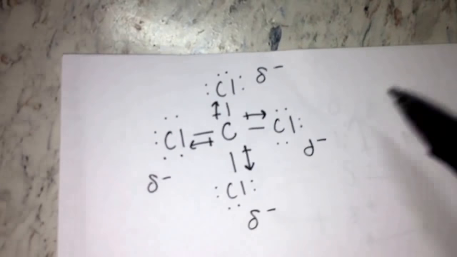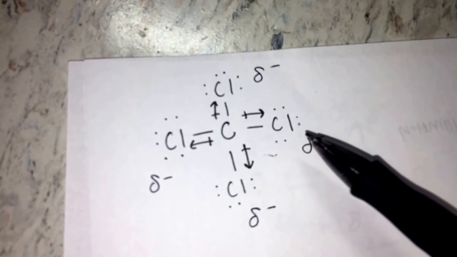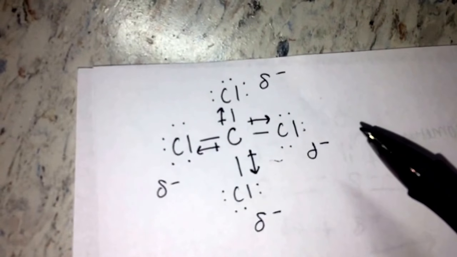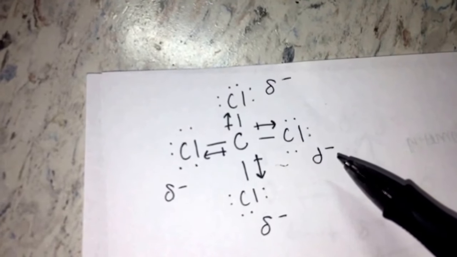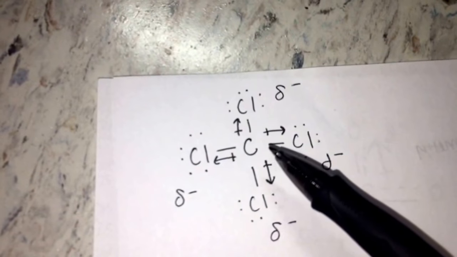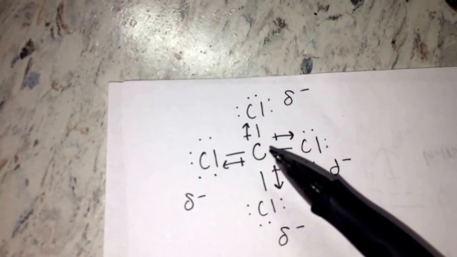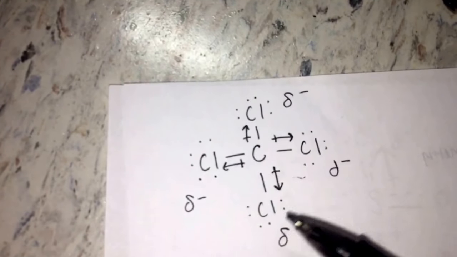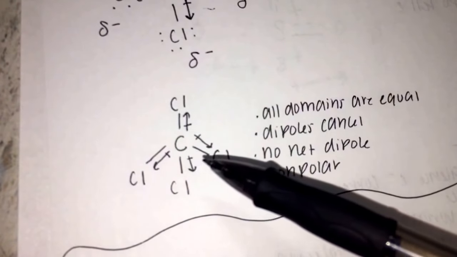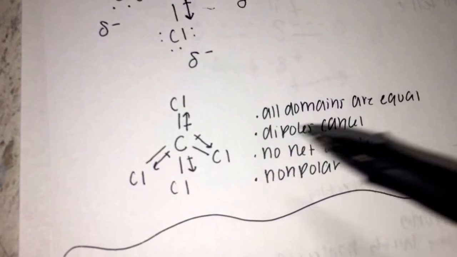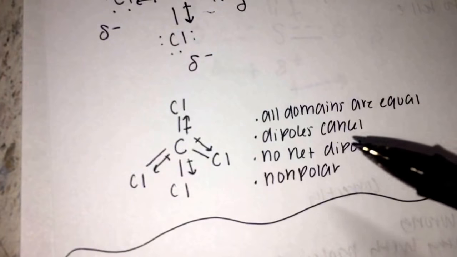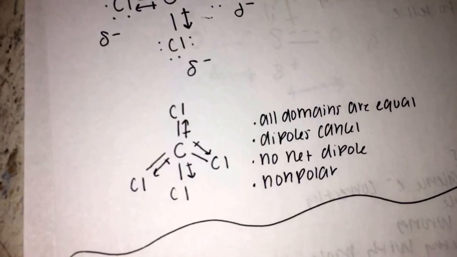The next molecule, CCl4. Cl is more electronegative, so it has a partial negative charge, while C will have the partial positive charge. So we can draw our dipoles going from C to Cl for each bond. Our molecular geometry is tetrahedral because we have 4 domains, and because all the domains are equal and the dipoles cancel and there's no net dipole, this molecule is nonpolar.